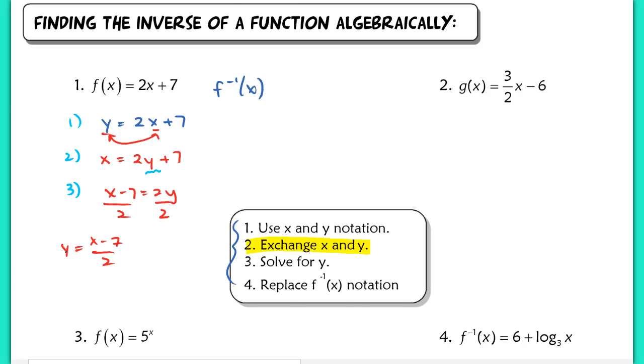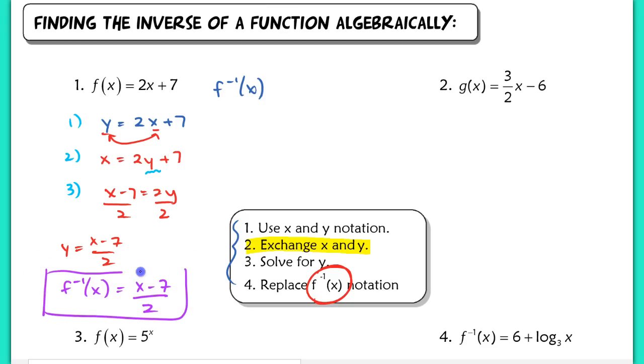So that's step 3. Now, step 4, you're going to replace it now with inverse notation again. So you're going to go back and instead of writing a y here, you'll write that as f inverse x. So f inverse x equals x minus 7 over 2. So this is the inverse function of 2x plus 7. X minus 7 over 2 is the inverse function of 2x plus 7.